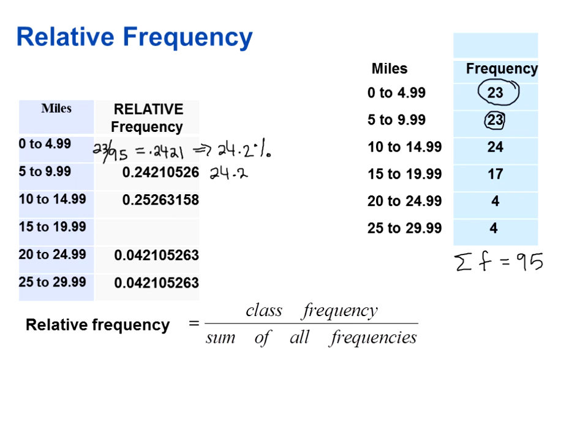So again, 24.2%. And then this one would be 25.3%. Now we have another one to fill in here. That class had a frequency of 17. So according to the formula, I have to take the class frequency divided by the sum of all frequencies. So what did you get, Allie? You got 0.1789 something.